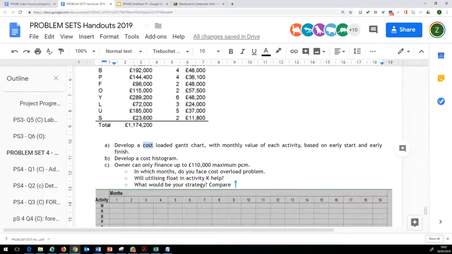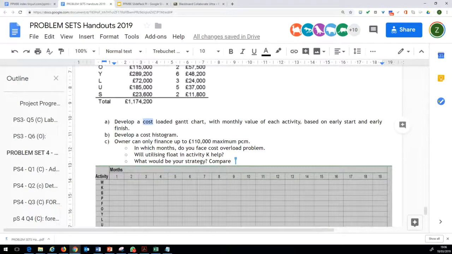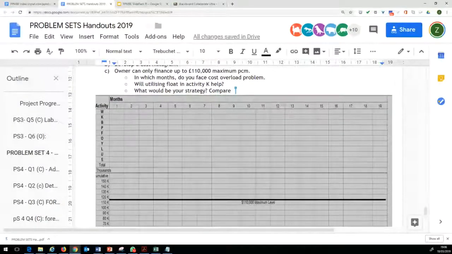The owners are financing 110 maximum. We will see if that is the situation. Are we incurring any additional expenditure? If so, how do we go about addressing this problem? So let's start by working on this problem.